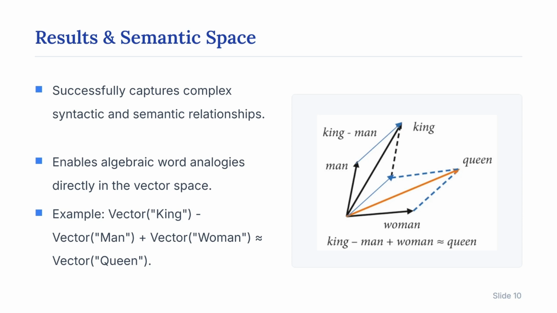This shows that the model understands gender relationships, but it goes beyond just gender. The model can capture many types of relationships. For example, in terms of country-capital relationship, Paris is to France as Berlin is to Germany. In terms of verb transformations, run maps to running and walk maps to walking. In terms of adjective forms, big maps to bigger and small maps to smaller.